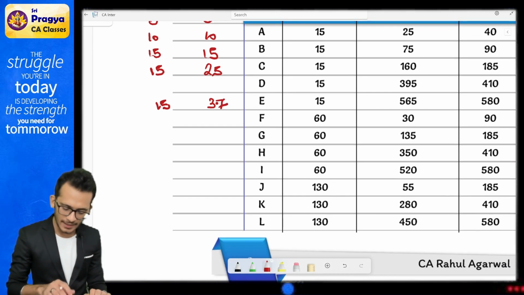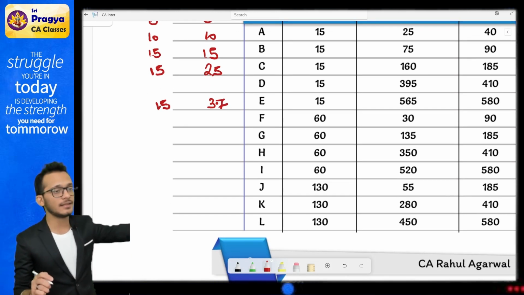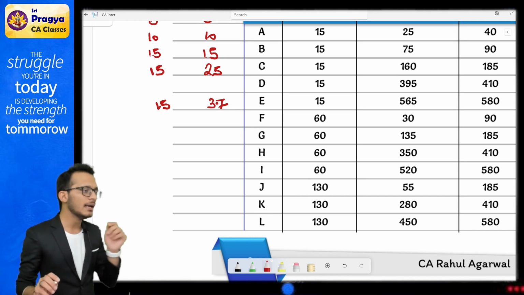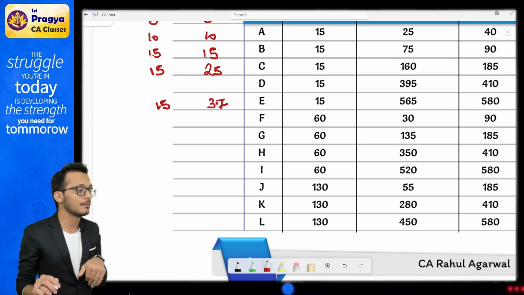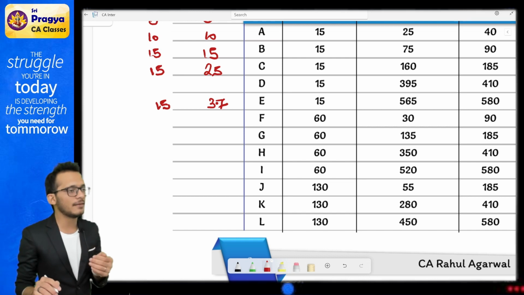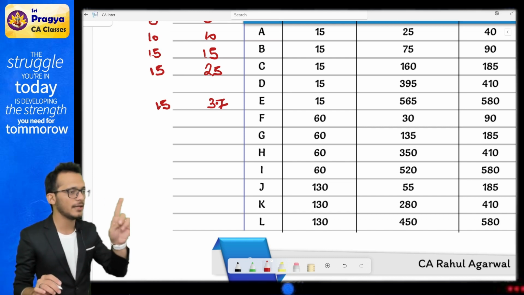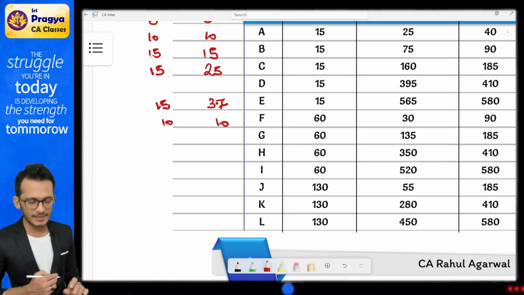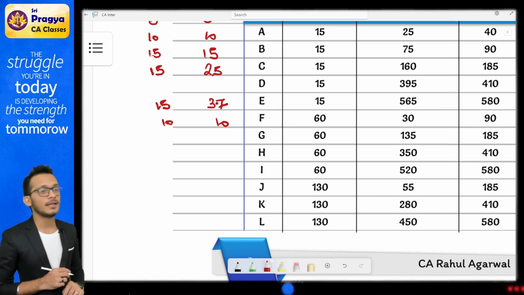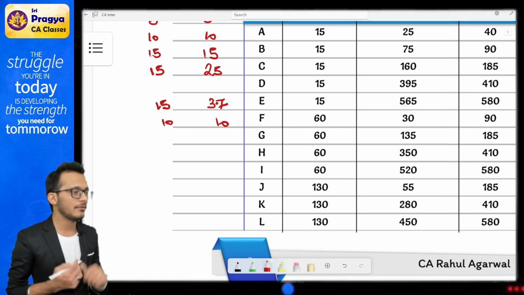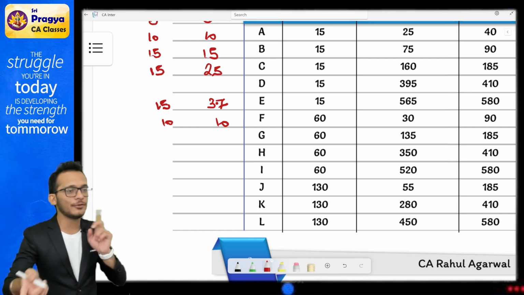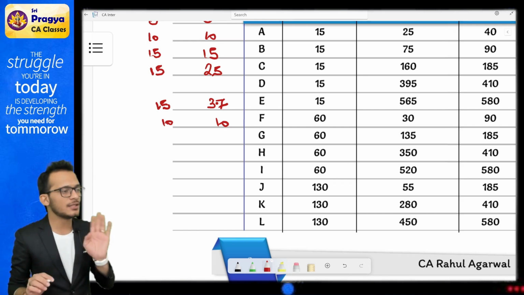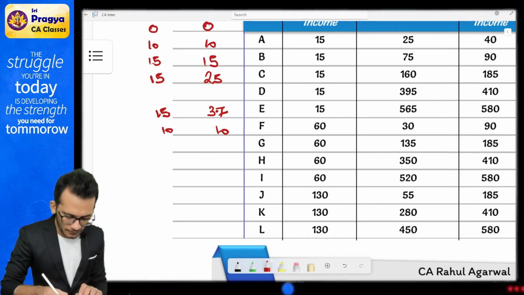Then you have 60 and 30. 60 has become special, others has become 30, total has become 90. This has now come back to the slab of 10%. You are under 1 crore, so it has come to the slab of 10%. Therefore, it is 10 for both. Then they're coming and saying 60 and 135. Total has become 185. It is within the slab of 1 crore to 2 crore. Therefore, surcharge is 15. Have you touched the 25? No. Therefore, 15 for both.